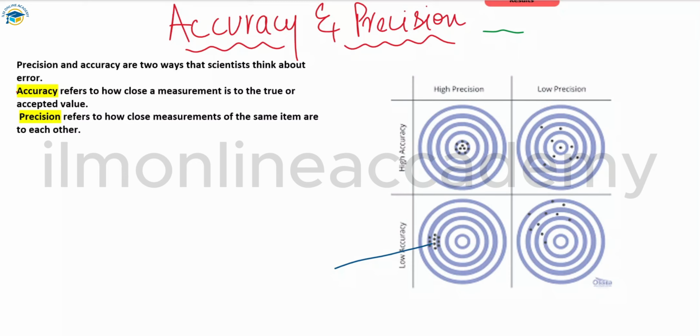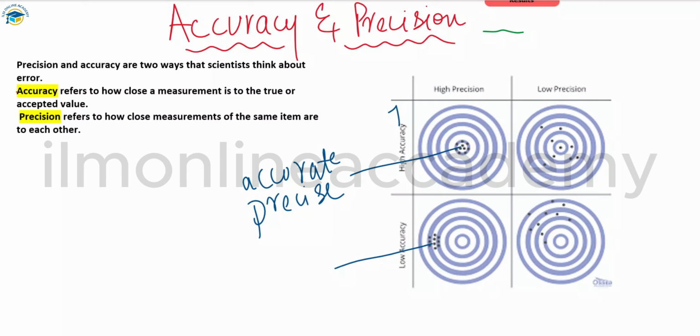Like in the first picture, you can see here this is the true value, or you can say this is the bull's eye. This is also just like that. If the player hits the center, that means it's the most accurate and the most precise value of that game, right? But whenever a player hits around the central one, but the shots are not close to each other, that is more accurate and less precise.